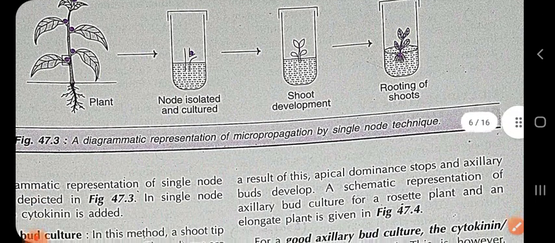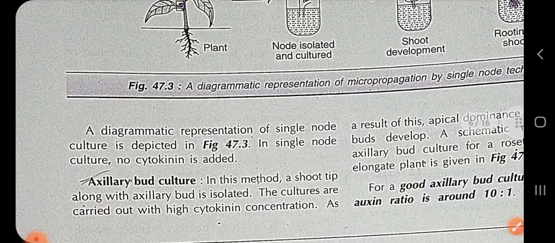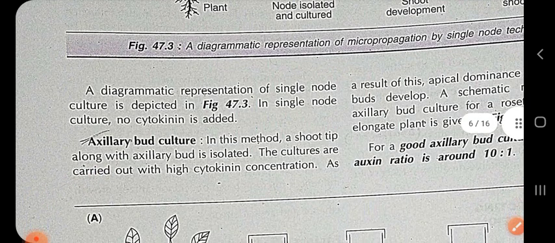So by changing the composition of the culture medium, that is, a suitable ratio of auxin and cytokinin that proliferates the shoots and roots, that has to be observed. Okay, next is your axillary bud culture.